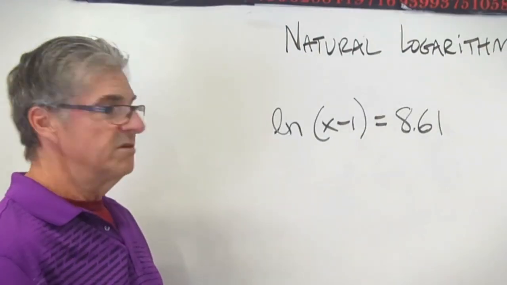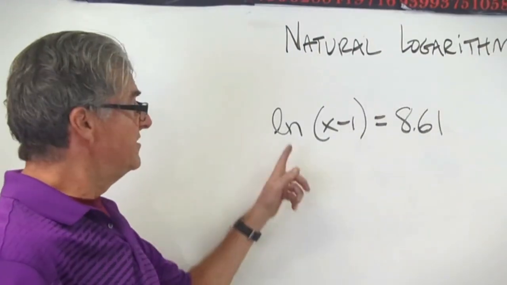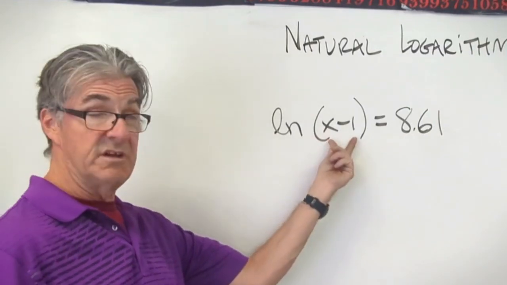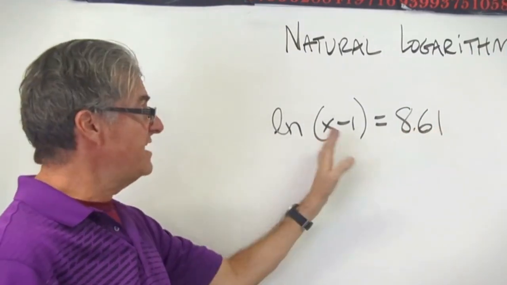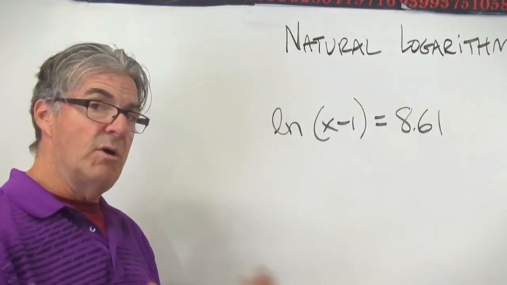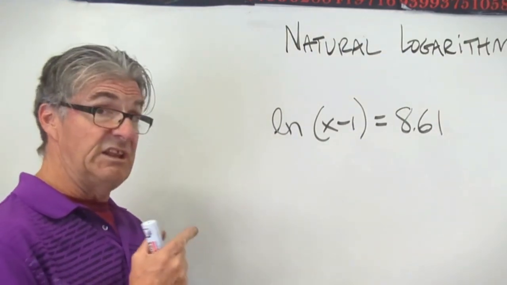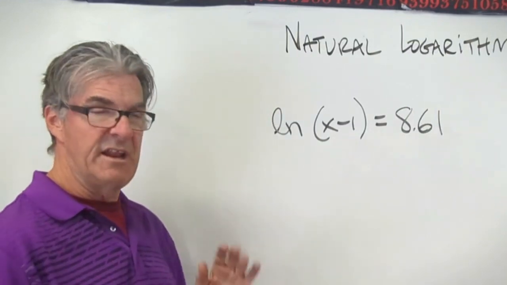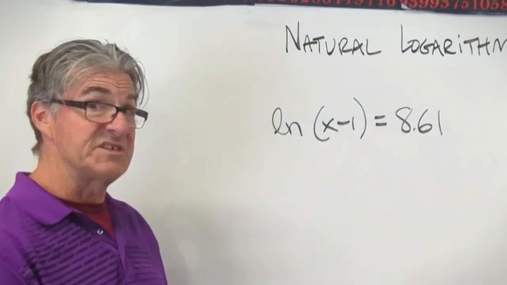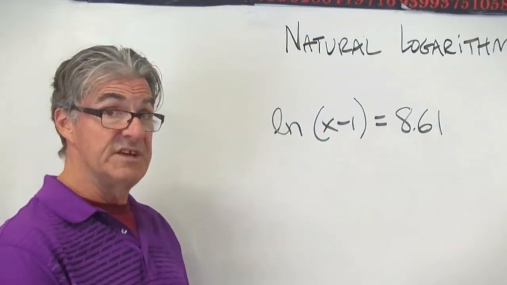All right, so getting a little bit more abstract, the natural log of this expression, x minus 1, equals 8.61. So we need to find out what x is. I want you to pause the video, look back at the last one. The steps are pretty much the same, different numbers, and a little bit of different algebra, but pretty much the same process. Pause the video, see if you can do this one.